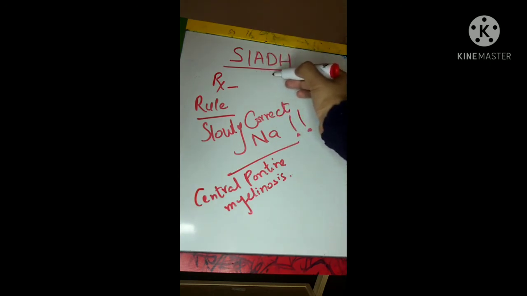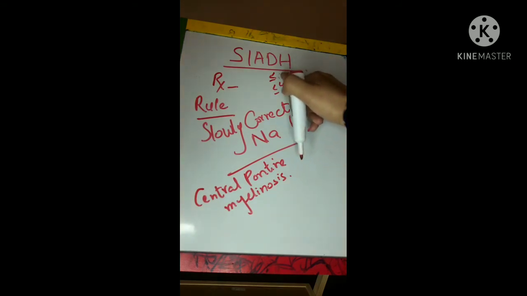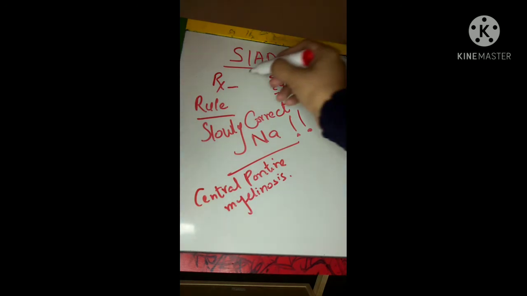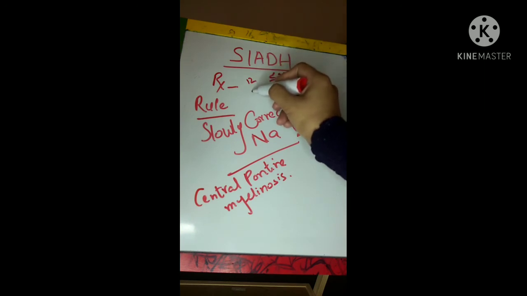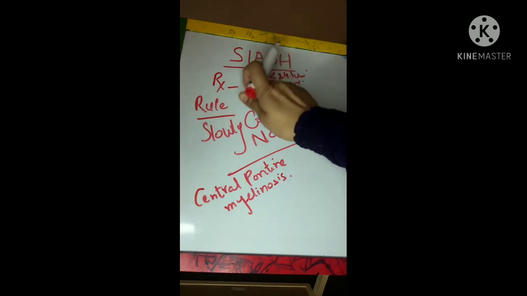So the safe rule is that sodium should not be increased more than 12 milliequivalent per liter in the first 24 hours, and it should not be corrected more than 20 milliequivalent per liter in 48 hours. So don't forget, slowly correct sodium. These things look very simple, but they have a large amount of impact on the treatment.